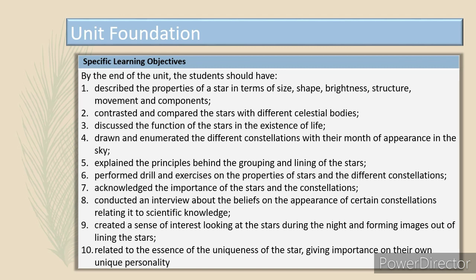6, performed drills and exercises on the properties of stars and the different constellations; 7, acknowledged the importance of the stars and the constellations; 8, conducted an interview about the beliefs on the appearance of certain constellations, relating it to scientific knowledge; 9, created a sense of interest in looking at the stars during the night and forming images out of lining the stars; and lastly, 10, related to the essence of the uniqueness of the star, giving importance to their own unique personality. Those are the specific learning objectives for this unit.